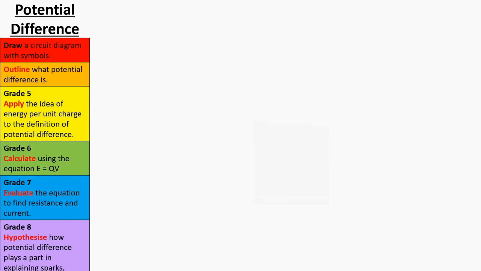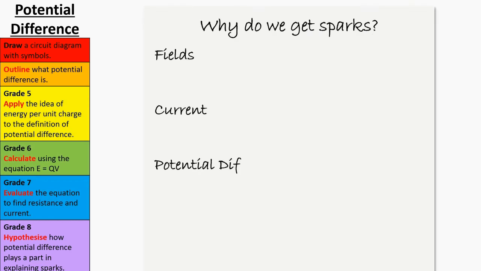Finally, I would like you to do the next part of the task that was set for you at the end of the fields lesson. You're hypothesizing why we get sparks, and we're gradually building up a picture using all this theory about electric circuits. You should have already filled out the fields section and the current section, but now I would like you to write down what part you think potential difference plays in the explanation of why we get sparks. Next lesson, we will look at resistance.